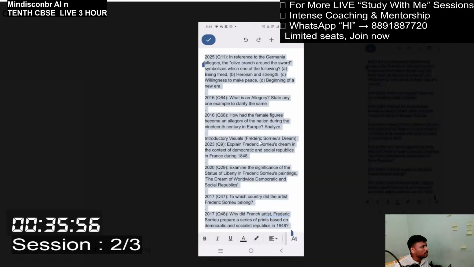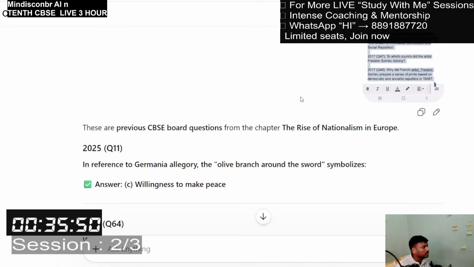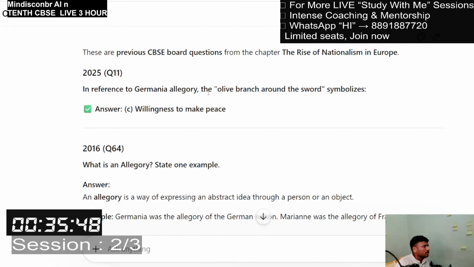This is the previous year question that has been asked in the board exams of CBSE 10th. These are previous CBSE board exam questions from the chapter The Rise of Nationalism in Europe 2025. In reference to the Germania allegory, the olive branch around the sword symbolizes willingness to make peace.